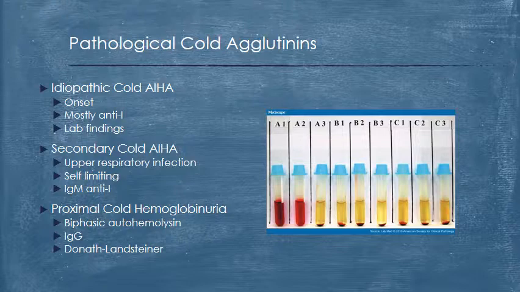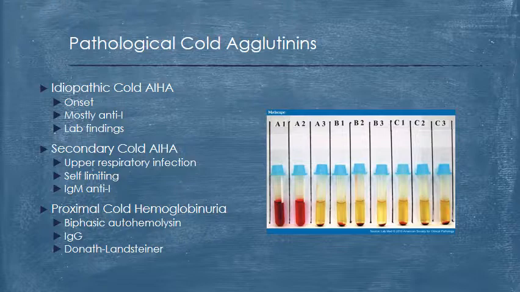So for example, a transient case of cold autoimmune hemolytic anemia could be associated with an infection like Mycoplasma pneumoniae or infectious mono. They might bring on a cold agglutinin disease, okay? And about 18% of these are transient. They are associated with these infections.